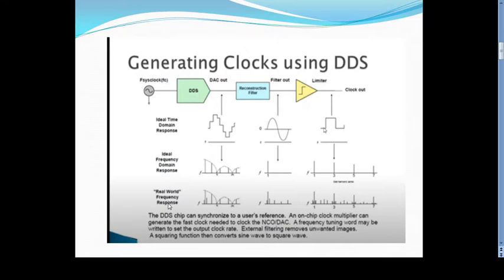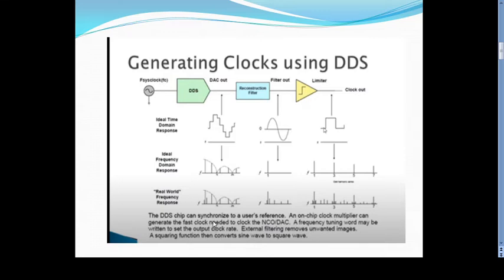But in the real world, the frequency response looks like this. The synchronized output of the direct digital synthesis generator is the DAC output, which gives the sinc functions, and after being given to the reconstruction filter, it contains some spurious along with the impulse response, which is given to the limiter circuit. At the output of the limiter circuit, there are also spurious jitters. So this is the ideal output waveform of a clock pulse, and this is the real world.